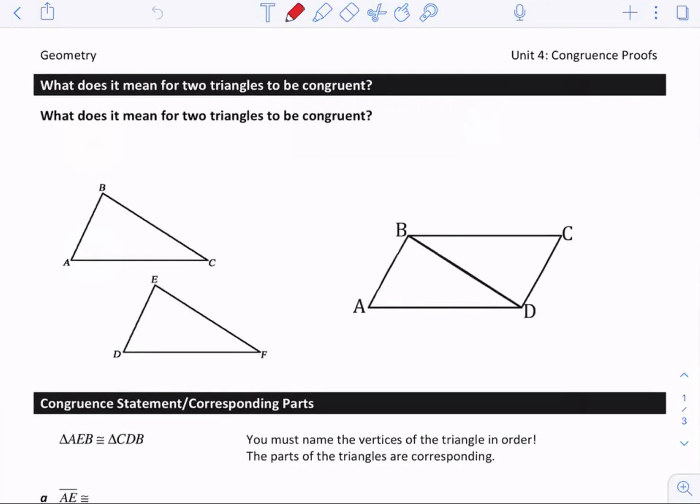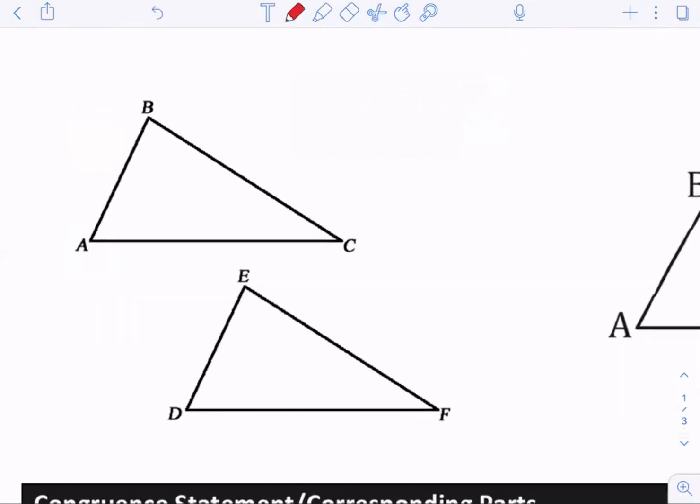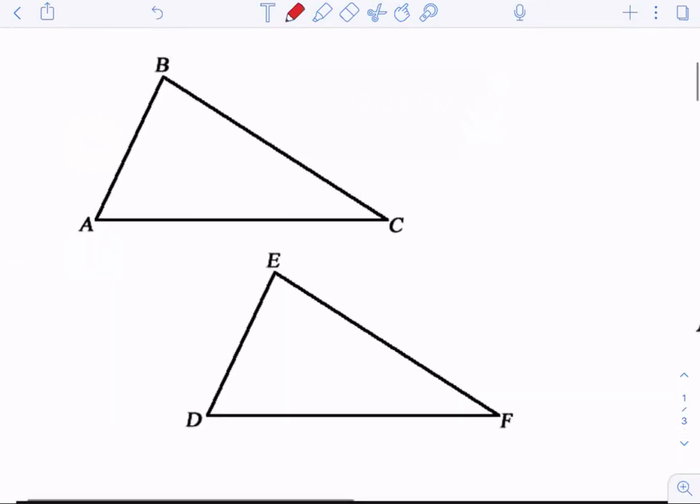So we've mentioned this before. We said that means they are the same shape and the same size. So everything about them is the same. Now, more importantly, when you're looking at these two triangles, for example, if they're the same shape and size, that means all their corresponding parts are also congruent.